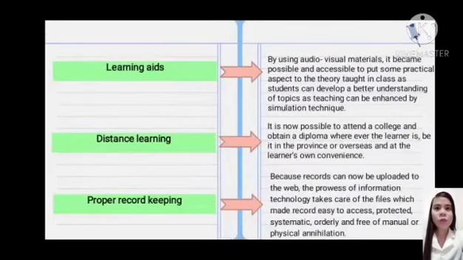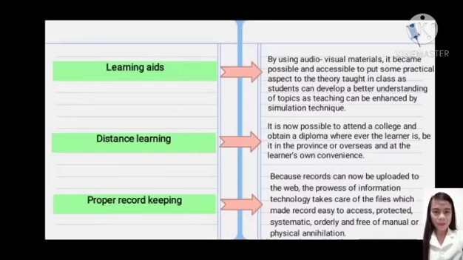Learning aids. By using audiovisual materials, it became possible and accessible to put some practical aspects to the theory taught in class, as students can develop a better understanding of topics as teaching can be enhanced by simulation techniques. Distance learning. It is now possible to attend a college and obtain a diploma wherever the learner is, be it in the province or overseas, and at the learner's own convenience.